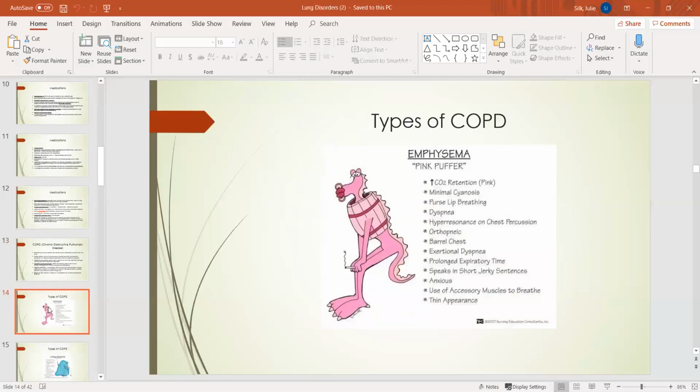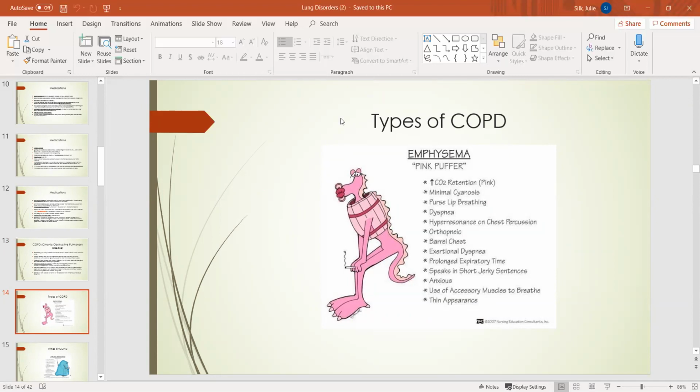Okay, I'm going to show you a couple of pictures that I have on here. Again, remember I said bronchitis and emphysema both make up COPD. Sometimes people will have more symptoms of one than the other, and sometimes people have both at the same time. It just varies from person to person.